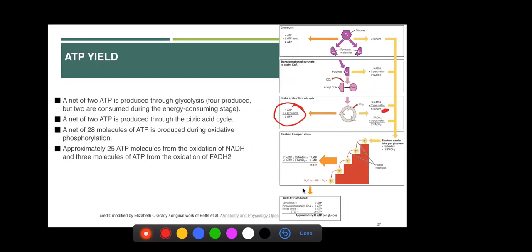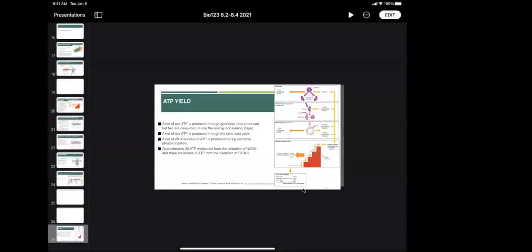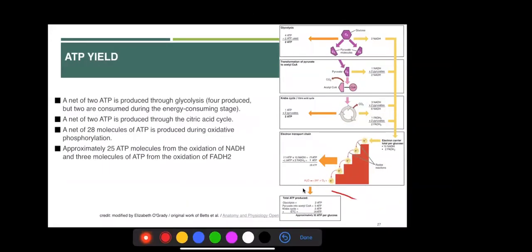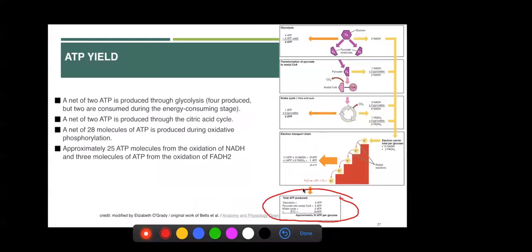So she's kind of split them up. I like to add them all up. So she just goes the NADHs there and then puts them here and then puts them here. But her number is approximate, so a net of 28 molecules of ATP for oxidative phosphorylation, 25 from the oxidation of NADH, 3 molecules of ATP from oxidation of FADH2. So when she gives you your total, here is her total down here, which is approximately 32. Like I said, in your OER, she's going to come up with 32, right?